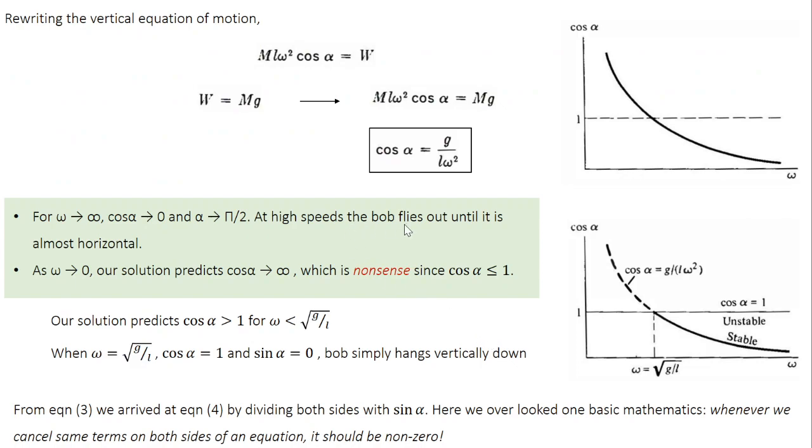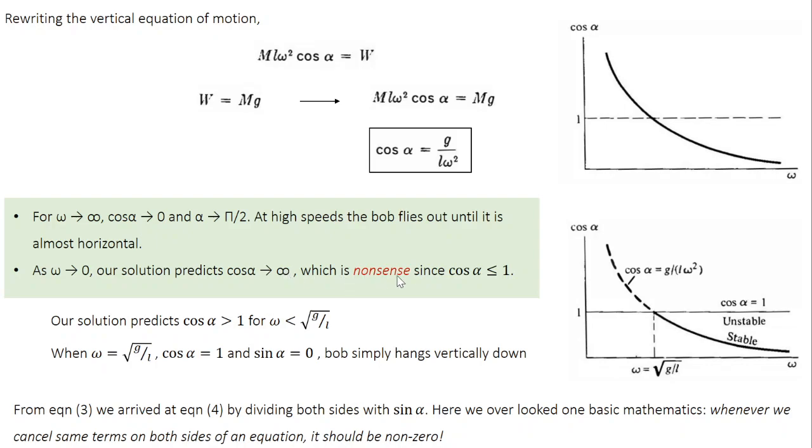So at high speed, the bob flies out until it is almost horizontal. Take the other extreme point, omega decreases, finally becomes 0. So as omega goes to 0, omega is the denominator, anything divided by 0 goes to infinity. So our solution predicts cos alpha tending to infinity.